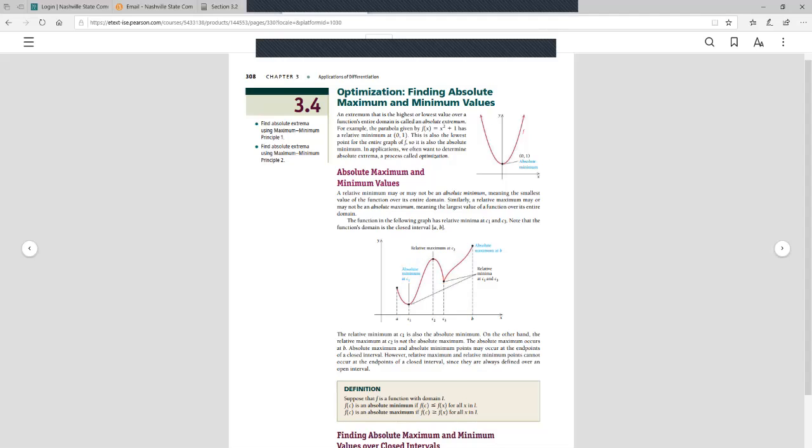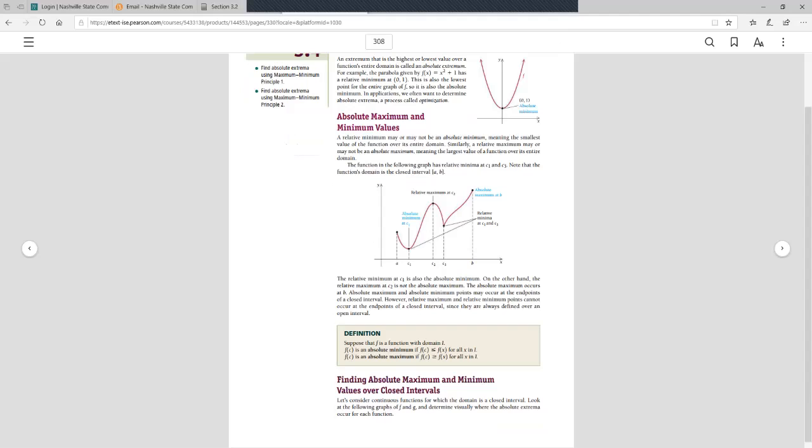Let's look at this definition at the bottom of the page. Suppose that f is a function that has a domain I. f of c, which is a y value at c, is an absolute minimum if f of c is less than or equal to all other values of y on the interval. f of c is an absolute maximum if the y value at c is greater than or equal to all other y values on that interval. And that's exactly what I just said in referring to the graph in the middle of the page.